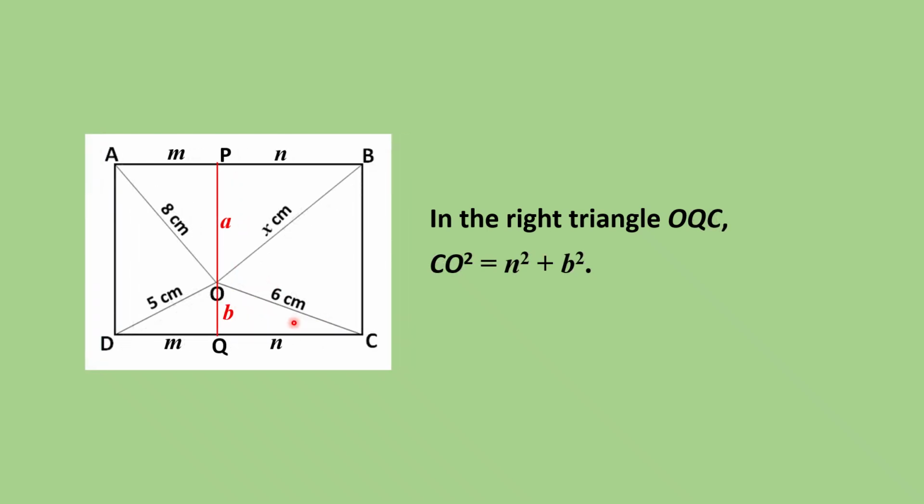Now we take the third right angle triangle which is blinking, where CO is the hypotenuse, n is the base and b is the altitude. So we get CO square equal to n square plus b square. In the right angle triangle OQC, QC is the base and OQ is the altitude, and OC or CO is the hypotenuse, which is 6 centimeters, but we are not putting the value right now. We will write CO square, hypotenuse square, is equal to n square plus b square. So that is the third relation we got, CO square equal to n square plus b square, from the blinking right angle triangle.